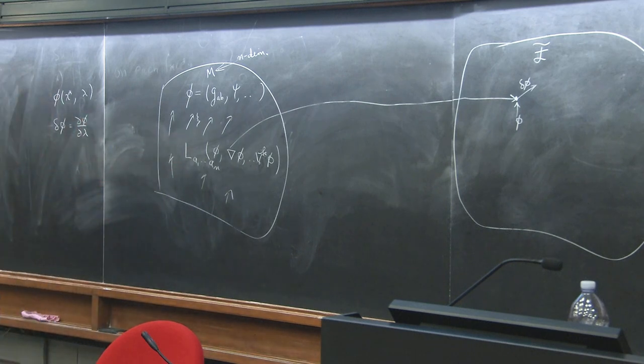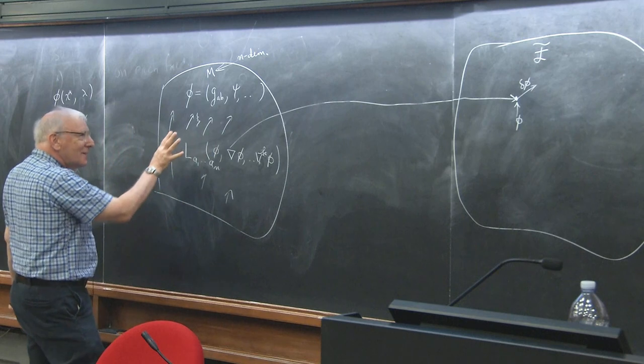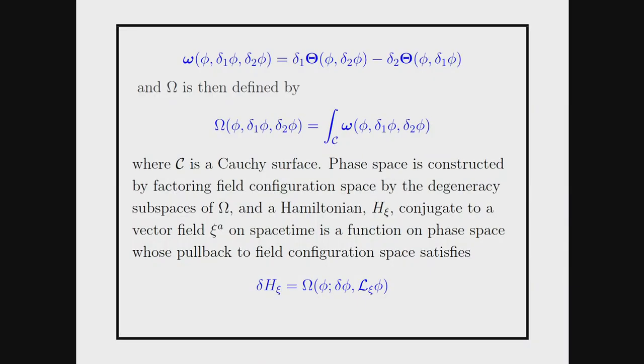When you move the fields along this vector field, that, of course, induces a motion of the fields in phase space. And I'm interested in whether there is a Hamiltonian describing that motion. But I have a different notion of time evolution for every possible choice of vector field.